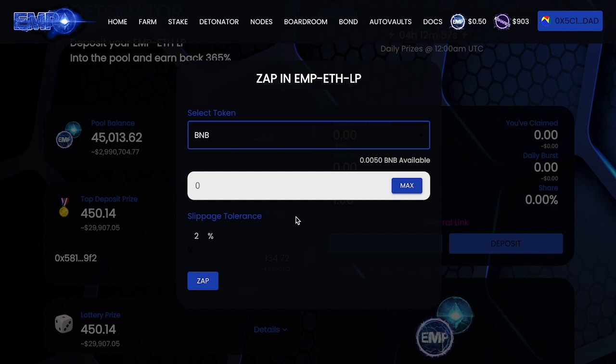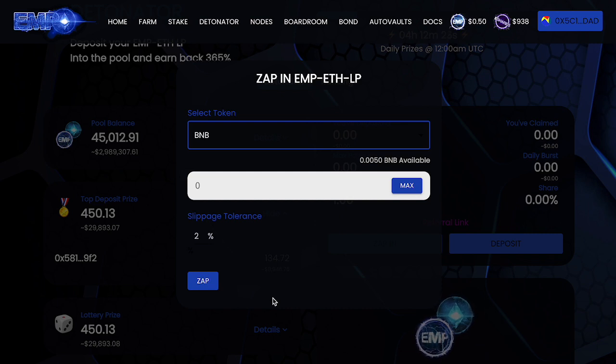Now, you'll notice it doesn't say anything about lottery tickets here. You are still getting lottery tickets using the exact same formula as if you were just straight depositing, meaning that same 0.15 LP. Once it creates the LP for you and it knows how much LP it's bringing in, then it will give you lottery tickets based on that same scale. So you still get credit for lottery tickets when you zap. Basically you just put this in, you hit zap, and it creates it for you, and it deposits the LP into the detonator contract.